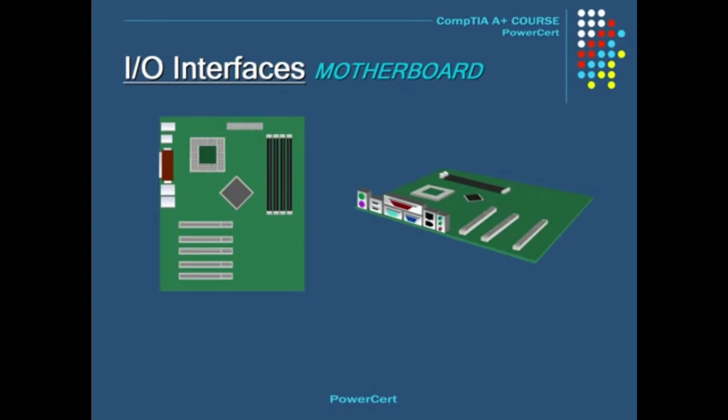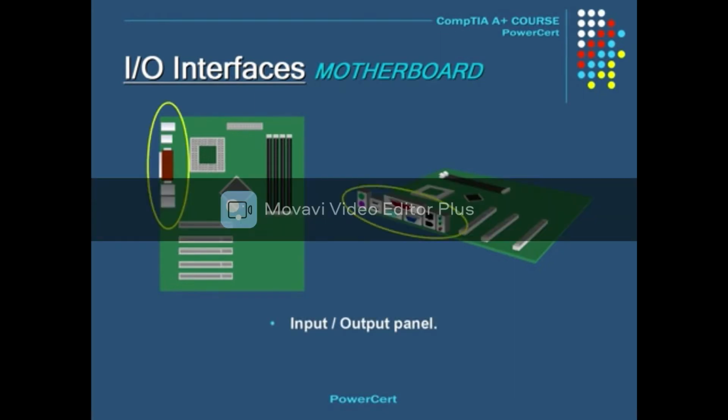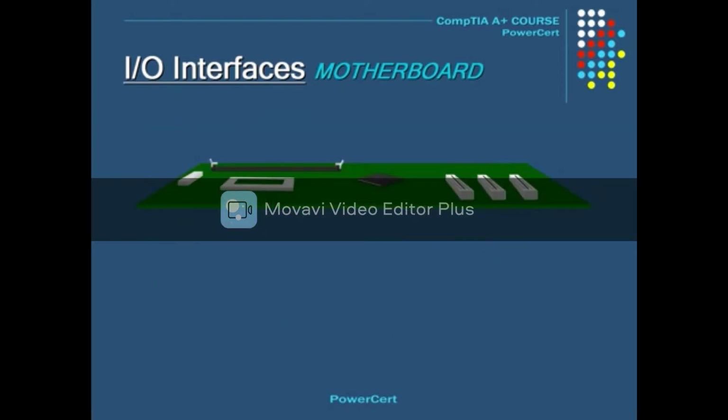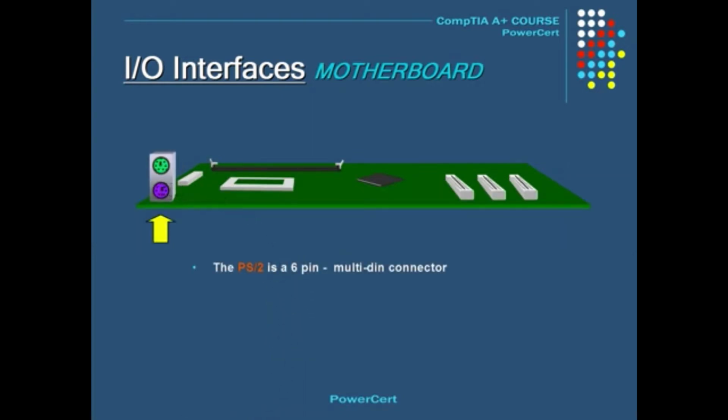Motherboards come built with several input-output interfaces. These interfaces are largely located on the rear input-output panel of the motherboard. For example, the PS2 connector. The PS2 connector is a 6-pin multi-DIN connector. A motherboard will typically have 2 of these and are usually located towards the top of the motherboard.